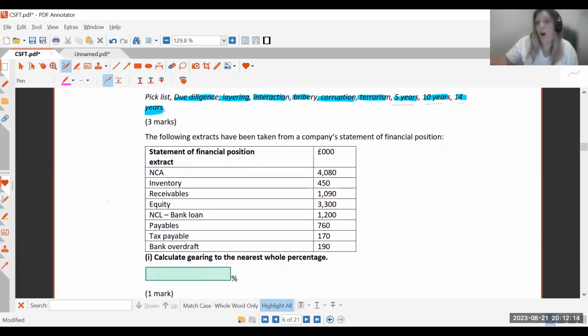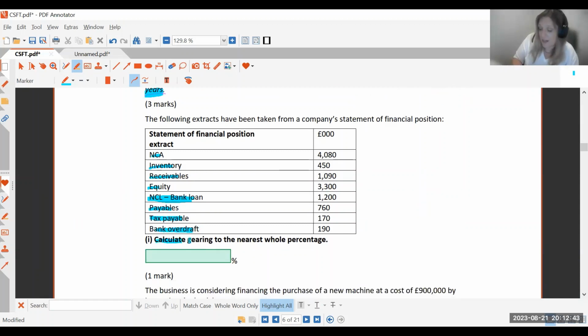Okay, a little bit of gearing. I love gearing. It's probably not a shared feeling, I don't think, but it makes sense. So the following extracts have been taken from a company's statement of financial position. So we've been given non-current assets, inventory, receivables, equity, non-current liabilities, which is a bank loan, payable, tax payable, and bank overdraft. We've been given all of these things, and we are asked to calculate gearing to the nearest whole percentage. So this is a case of we've just got to pick the right figures off of this statement.